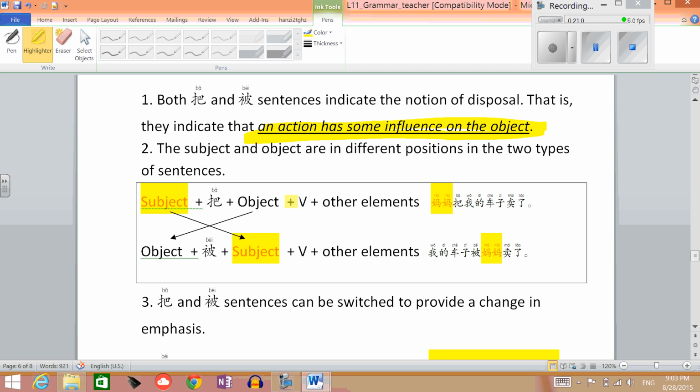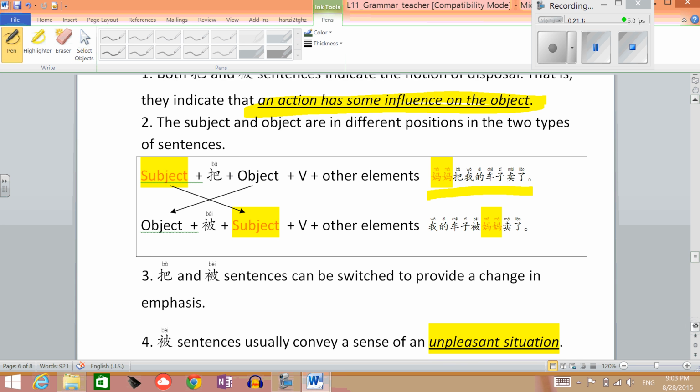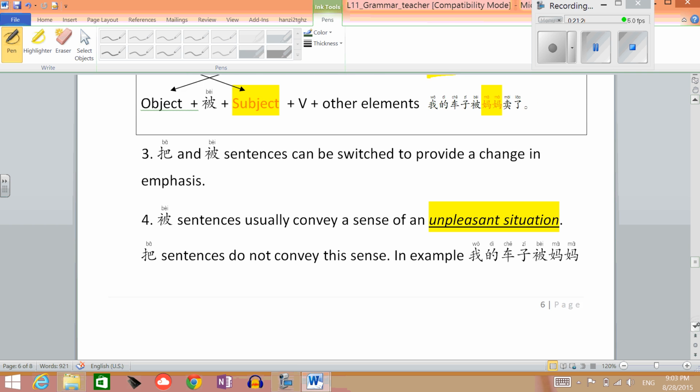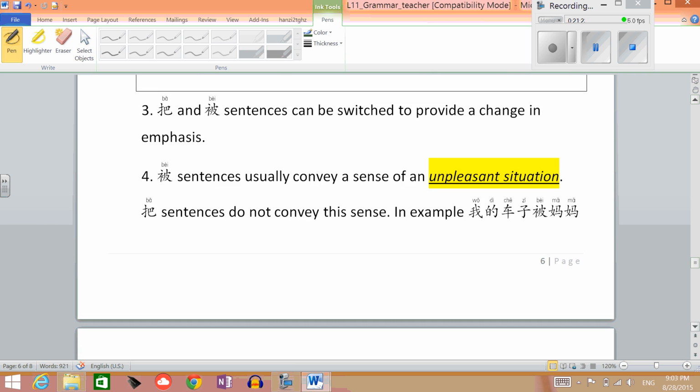So here is an example. 妈妈把我的车子卖了. Mom sold my car. Second one. 我的车子被妈妈卖了. My car was sold by my mom. Okay. 3. 把 and 被 sentences can be switched to provide a change in emphasis.